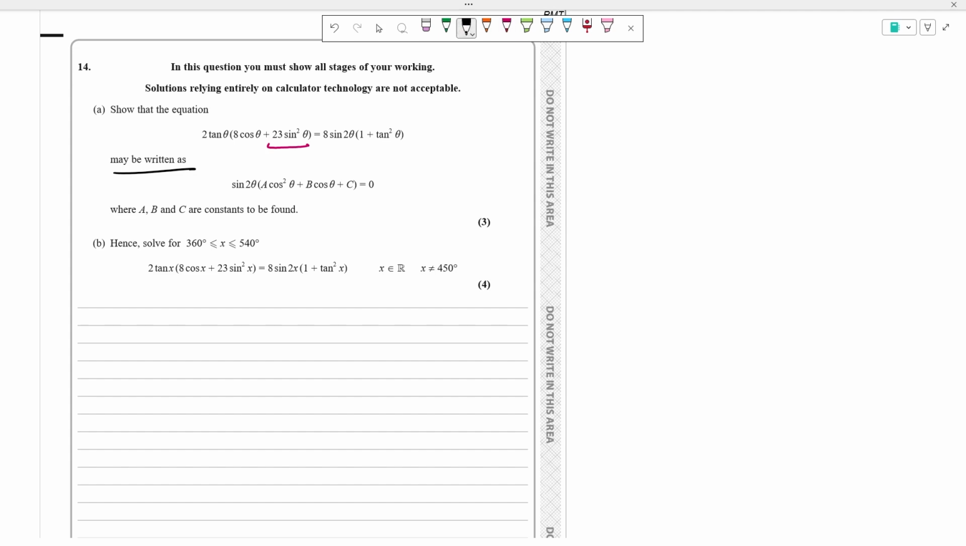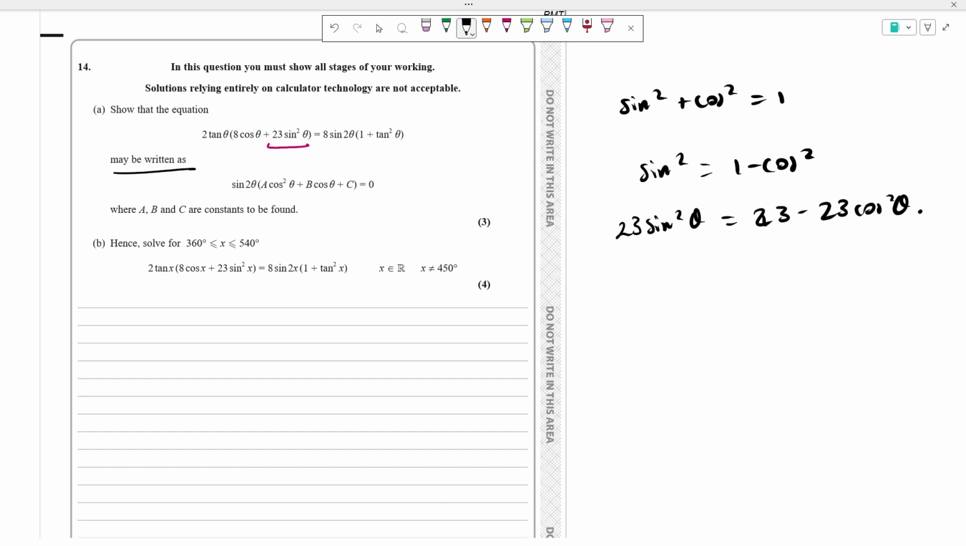And what I'm going to do with that straight away, let's do sine squared plus cos squared is equal to 1. And I'm going to rearrange it for cos squared. So that means that, actually I'm going to rearrange it for sine squared, so I end up with sine squared is equal to 1 minus cos squared. Therefore, 23 sine squared must then equal 23 minus 23 cos squared theta. Okay, so I'm going to write this original equation like so.